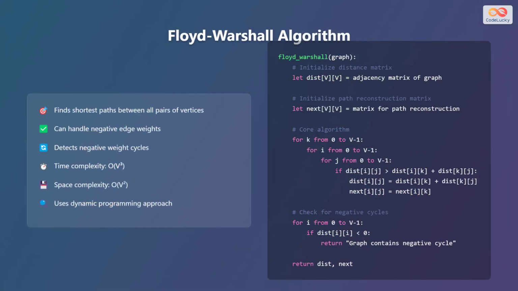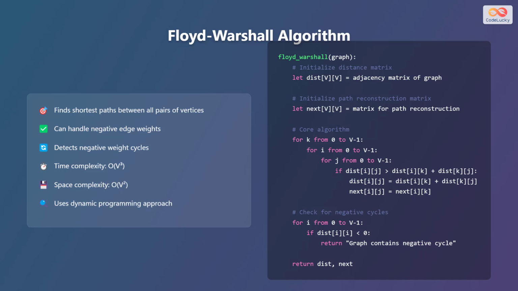Now let's discuss the Floyd-Warshall algorithm. This algorithm is designed to find the shortest paths between all pairs of vertices in a graph, providing a comprehensive solution. Like Bellman-Ford, it can handle negative edge weights and detect negative weight cycles. The time complexity of Floyd-Warshall is O(V cubed), where V is the number of vertices. The space complexity is O(V squared), as it maintains a distance matrix.